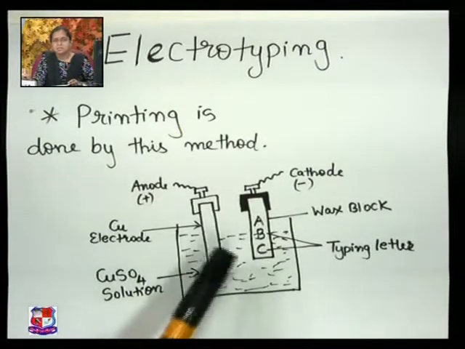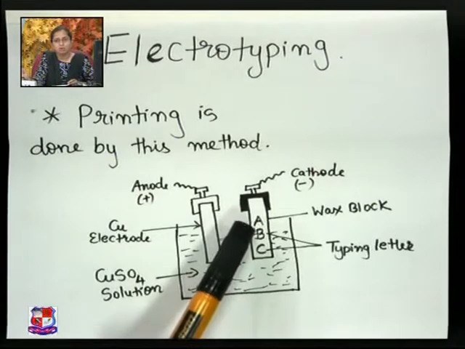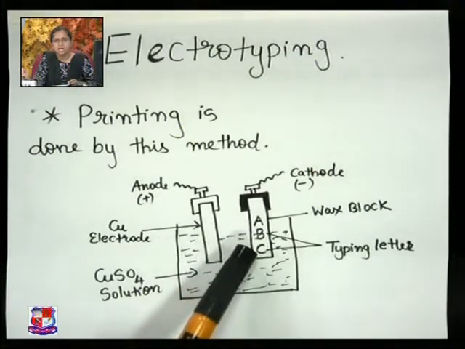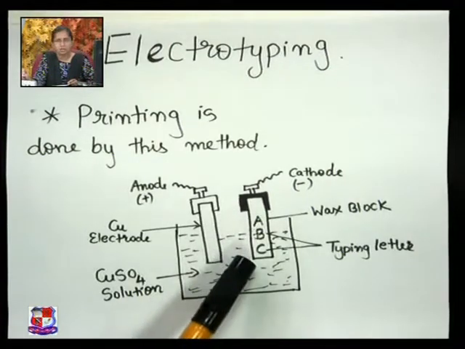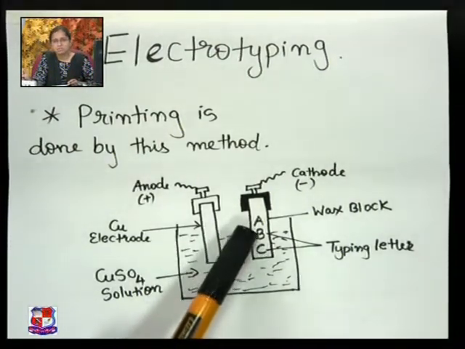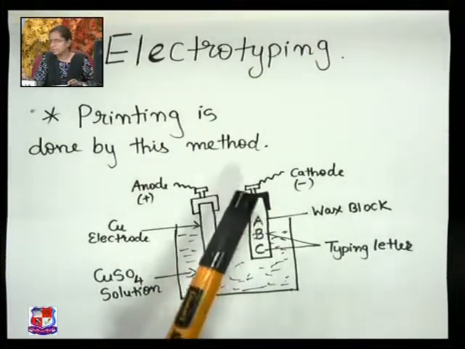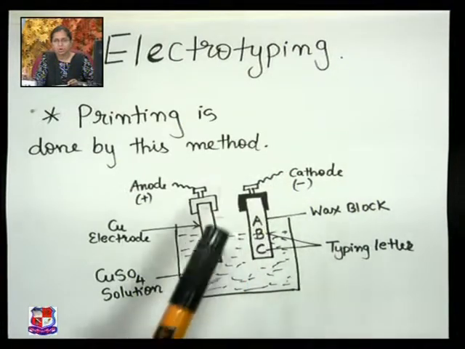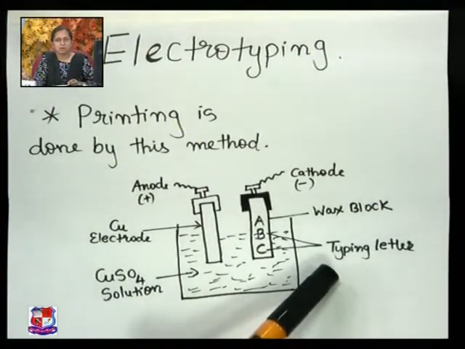wanted to print. Suppose I want to print ABC, then on the block of the wax I will emboss ABC. If I want the letters, numbers, that is 1 2 3 4, then I can write here 1 2 3 4. So on the block of wax, what we are doing, we are embossing the alphabets here, and this block of wax is basically acting as your cathode. Okay, and these ABC are basically our typing letters that we want to print.